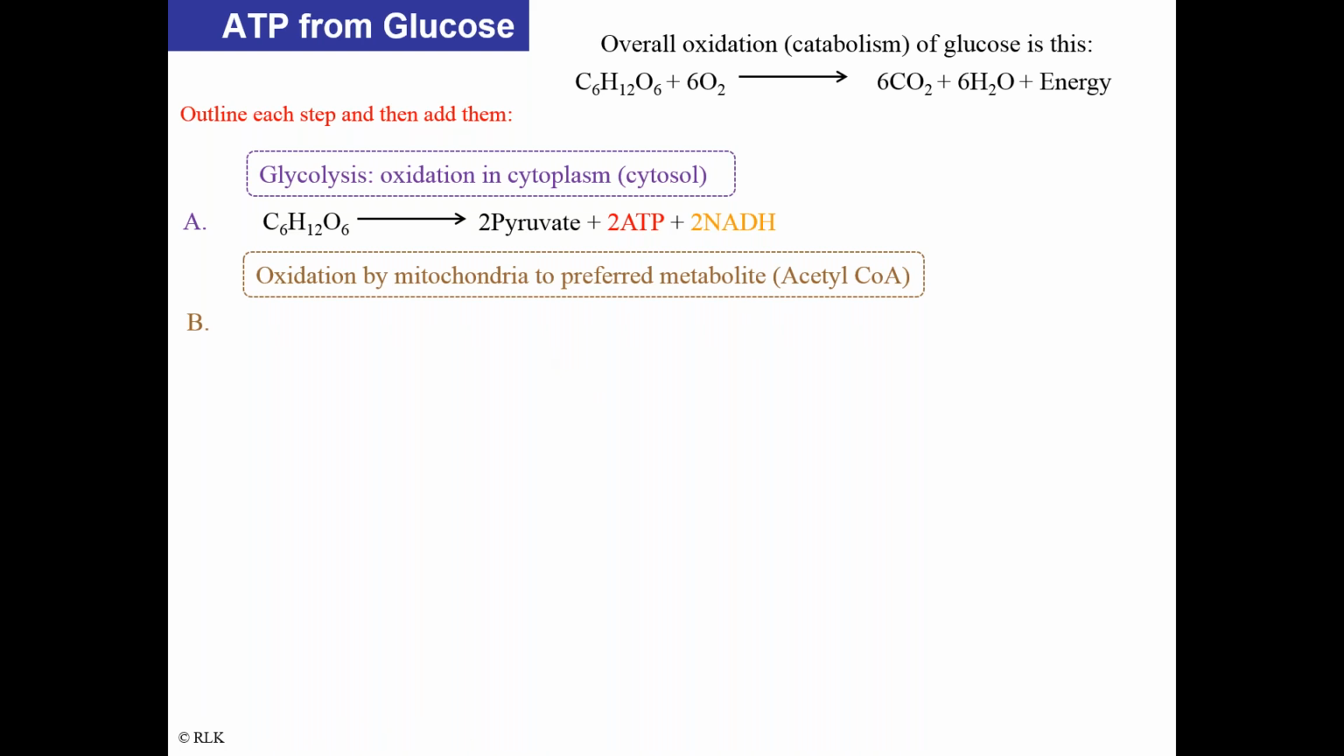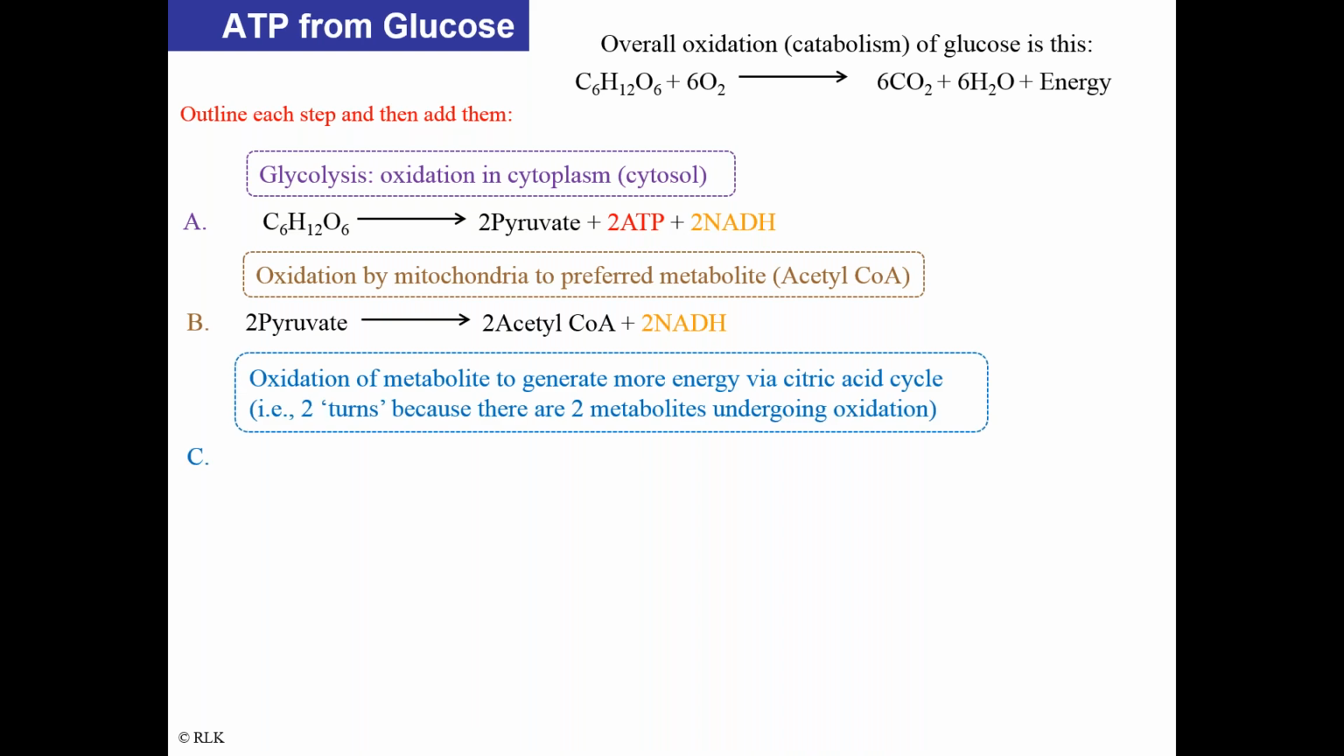Well, in the mitochondria, the preferred metabolite is the acetyl CoA, okay? So within the mitochondria, you have 2 pyruvate being converted to acetyl-CoA plus 2 NADH. Why do all those coenzymes happen? It just balances the redox. That's it. But that's an important part. Again, they help to balance electrons. It's an important part of being able to use those substrates for something else. You have the oxidation of the metabolite to generate more energy via the citric acid cycle, and it's 2 turns because there's 2 metabolites. So from every 1 glucose, you see 2 pyruvate or 2 acetyl coenzymes, right?